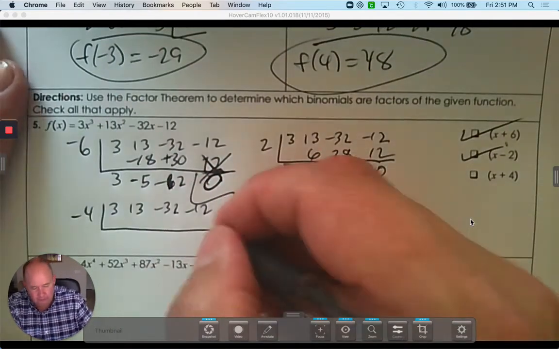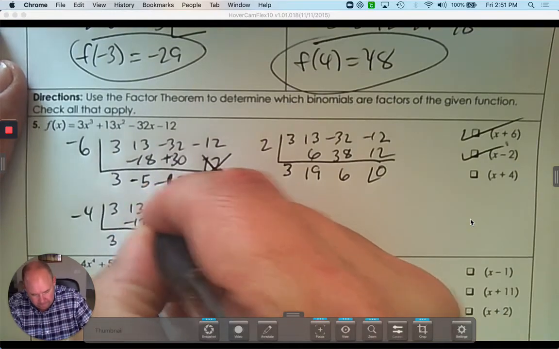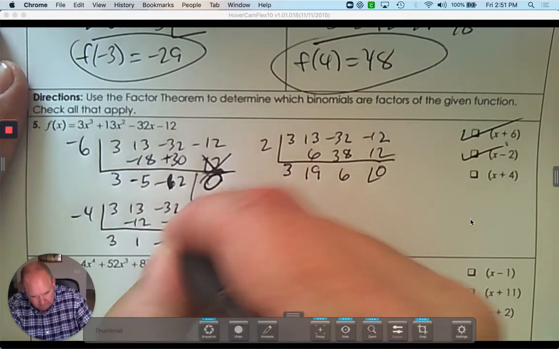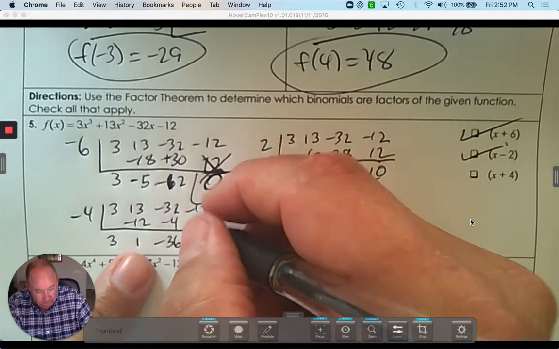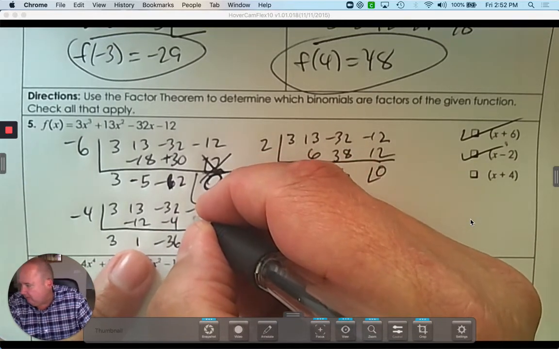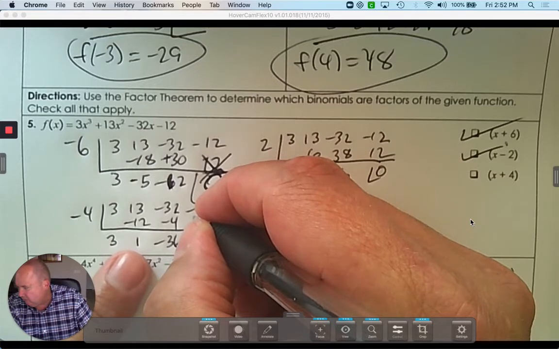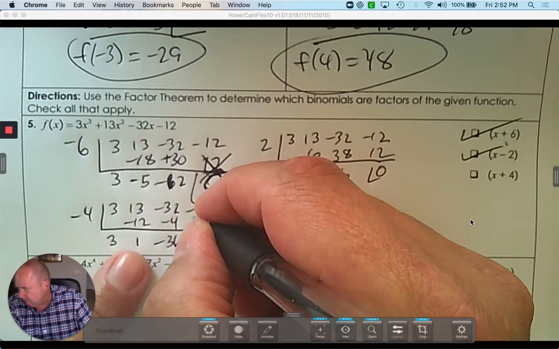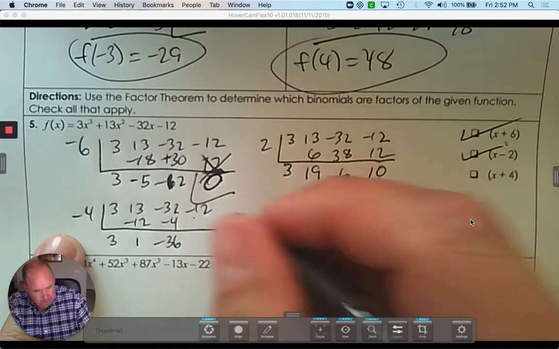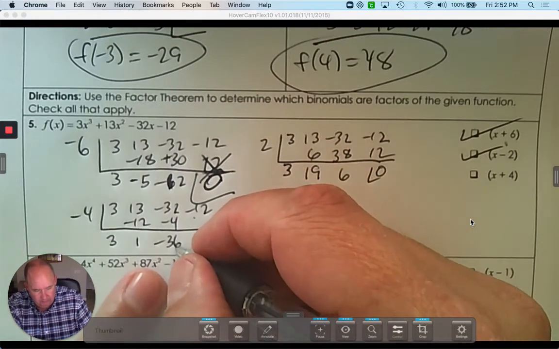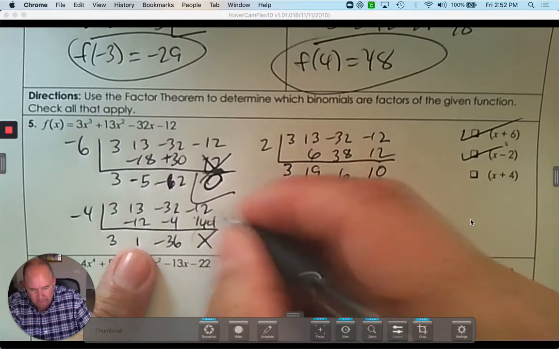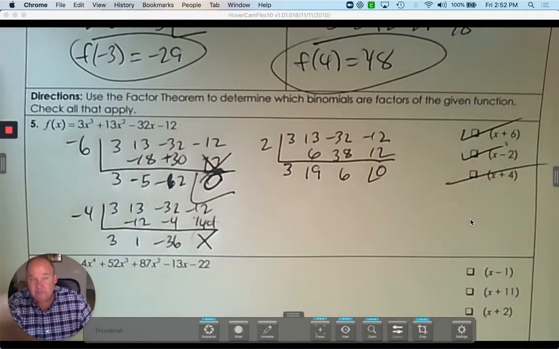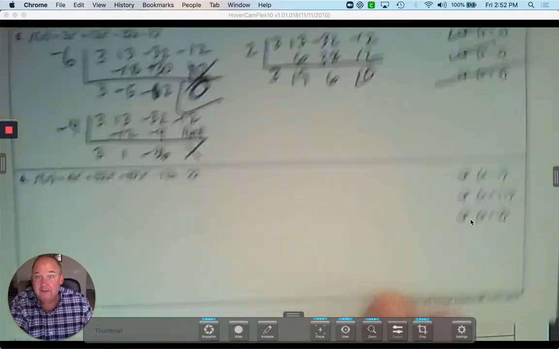So does negative 4 give you a remainder of 0? Nope. That's going to be positive 120, 100 and what? 44, 100. I get 120 and 24, 144, but obviously not. I don't even care what the remainder is. It's not 0. This one does not work. So you see the two that do work and the one that doesn't work.